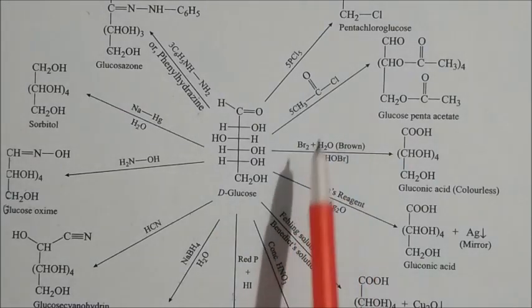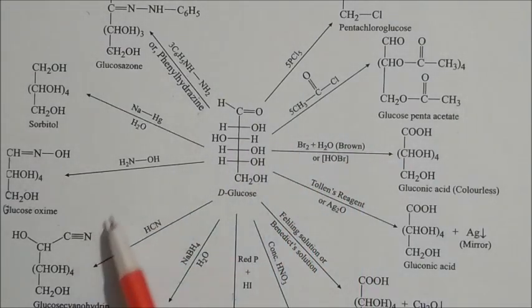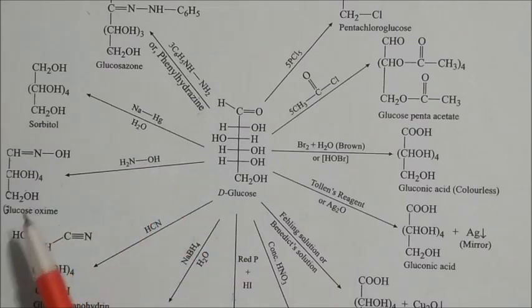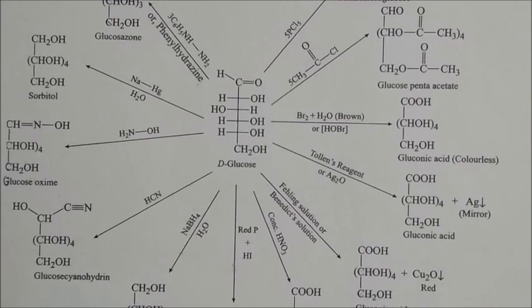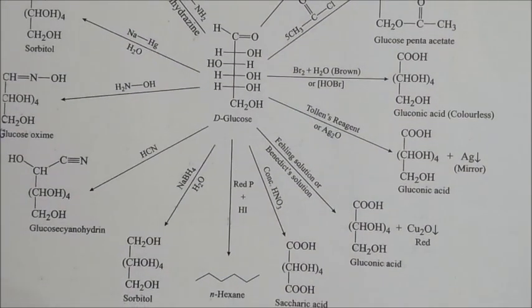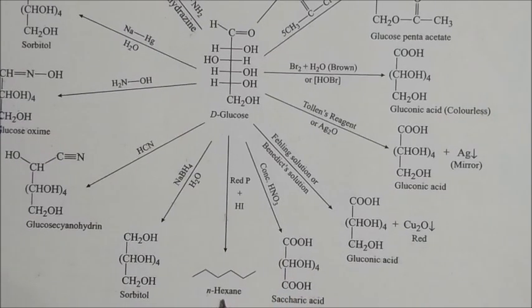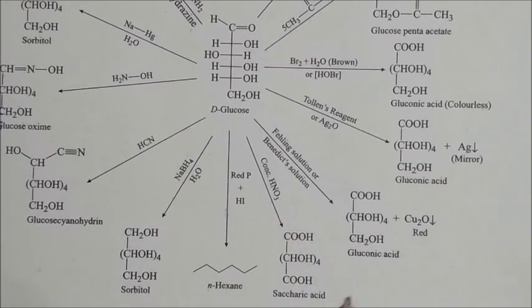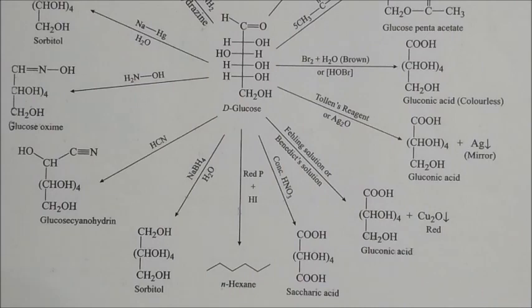Bromine water is also there. Bromine water is only applicable for glucose, not for fructose. Hydroxylamine forms glucose oxime. With HCl it forms glucose cyanohydrin, NaBH4 with water again forms sorbitol, and with red phosphorus and HI it forms hexane. With nitric acid it forms saccharic acid. Just going through all these reactions will be very helpful in revising the whole chapter. Thank you very much.